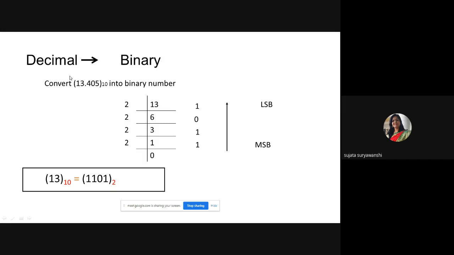Simply convert first the whole number, that is the integer part. So here I'm considering 13. Two different methods are given, successive division and successive multiplication. For the integer part you must use successive division, and for the fractional part you must use successive multiplication. So first divide your number into integer and fractional part.